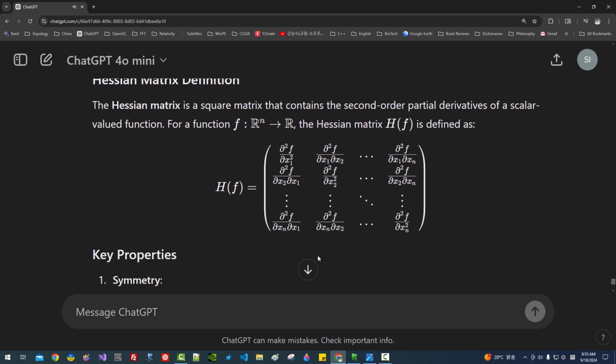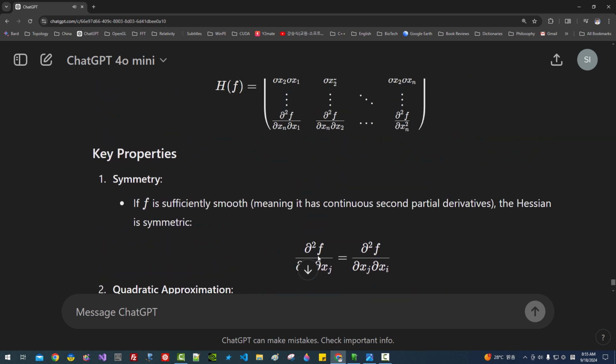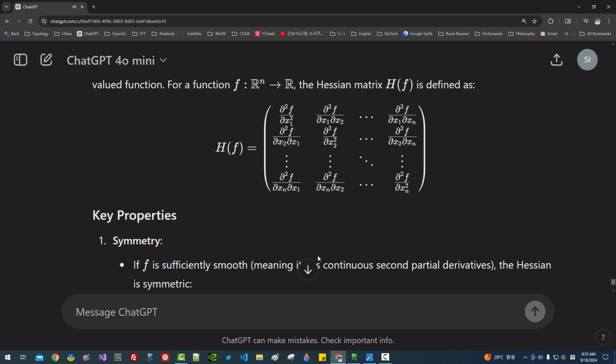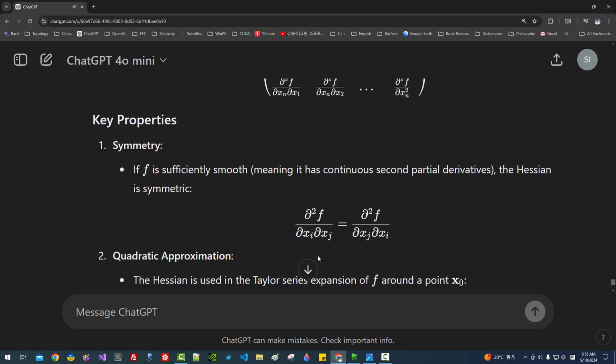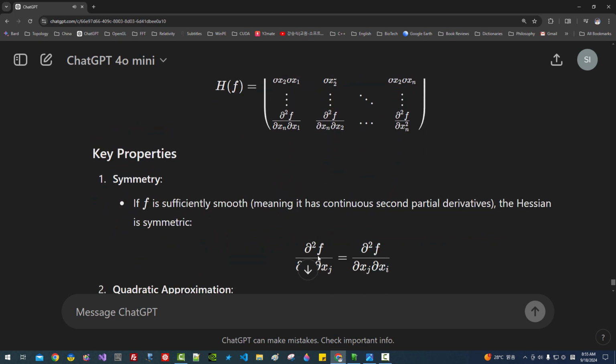For a function f from R^n to R, the Hessian matrix H_f is defined as a matrix with entries: the second partial derivative of f with respect to x1 twice, the mixed partial derivative with respect to x1 and x2, and so on, down to the second partial derivative with respect to xn twice.